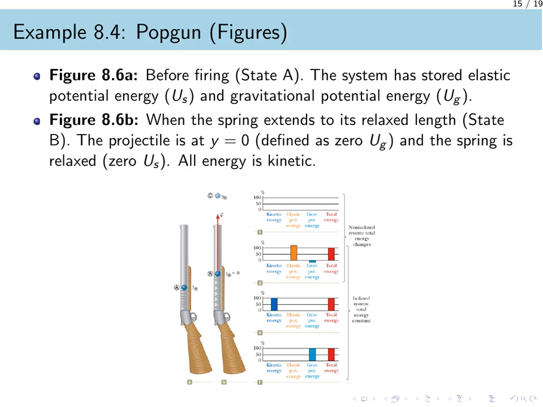The bar charts show what is happening to the energy inside our isolated system, which includes the projectile, spring, and earth. In the initial state, before firing, the system has stored elastic potential energy in the compressed spring. It also has some gravitational potential energy because the projectile is below the zero reference point. When the projectile is at position B, the equilibrium point, the spring is relaxed, so the elastic potential energy is 0. We also define the gravitational potential energy to be 0 at this point. Therefore, at this instant, all the initial energy has been converted into the kinetic energy of the projectile.